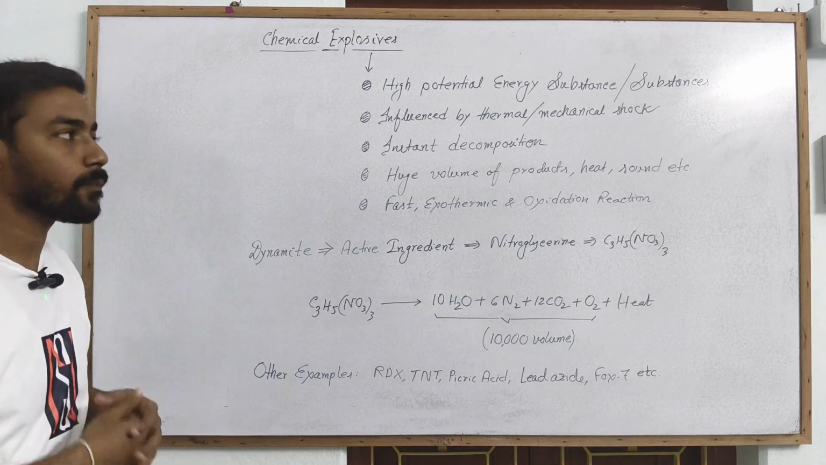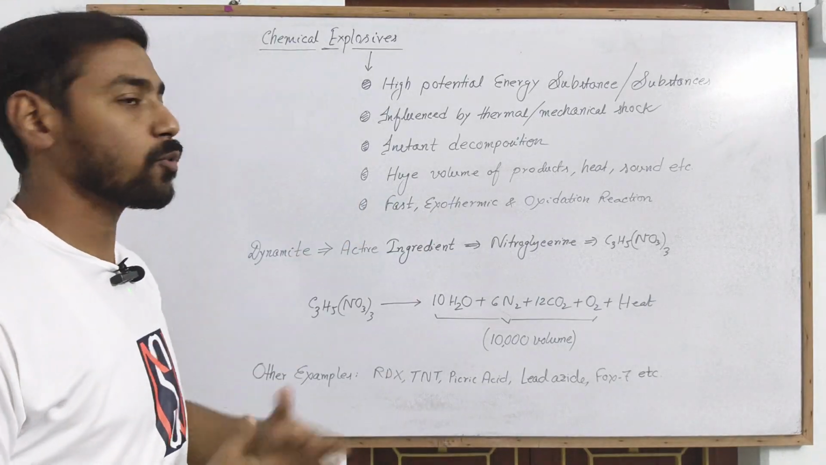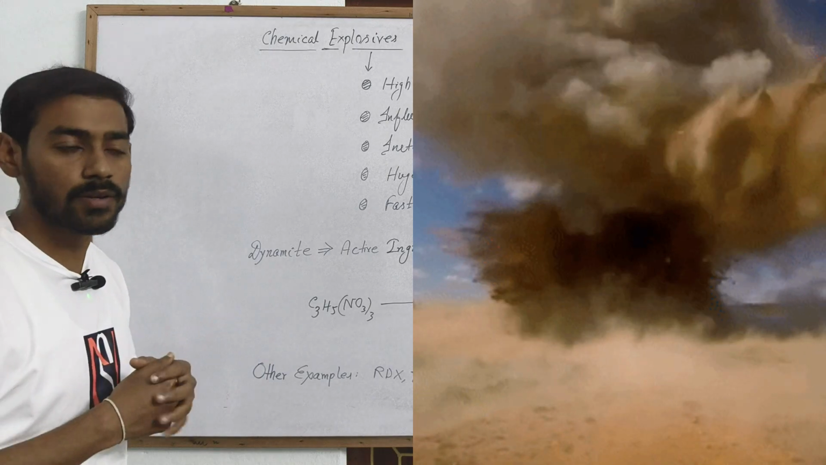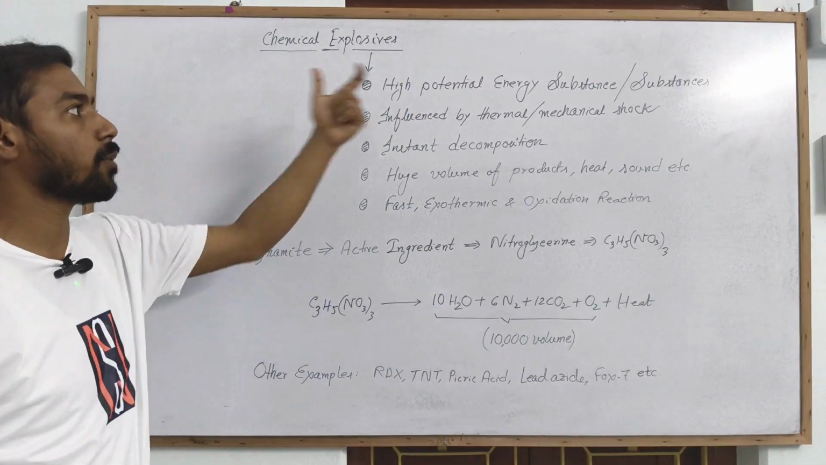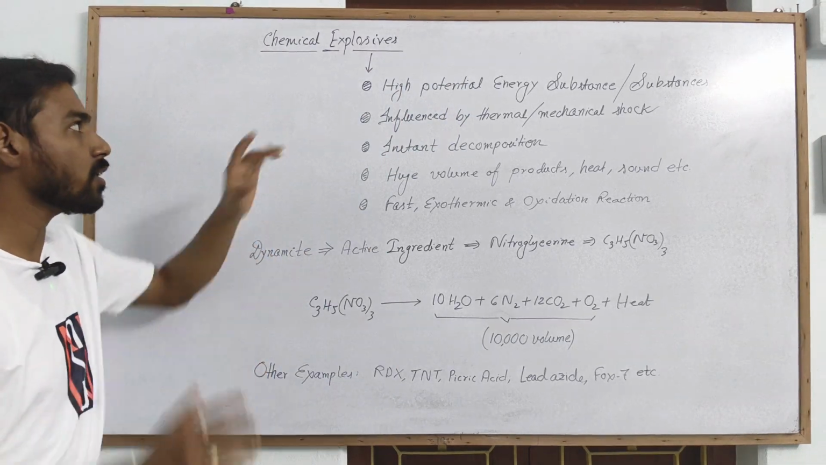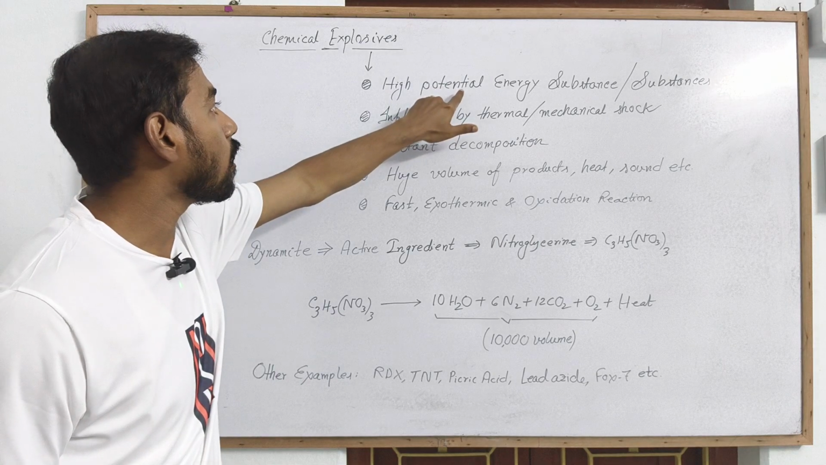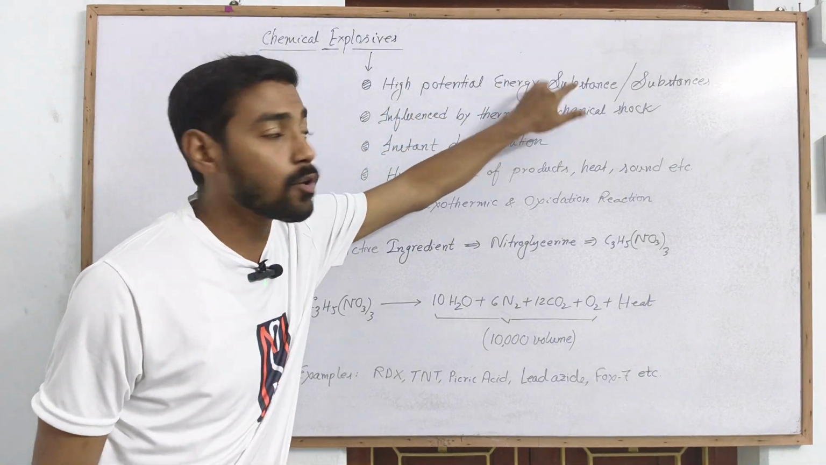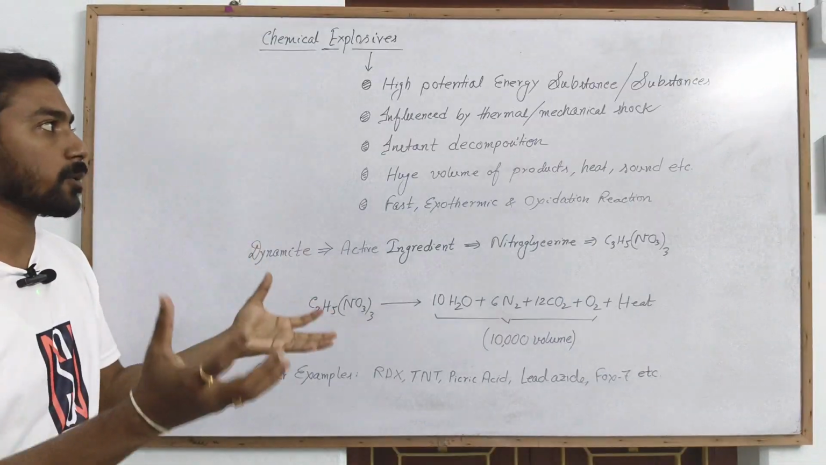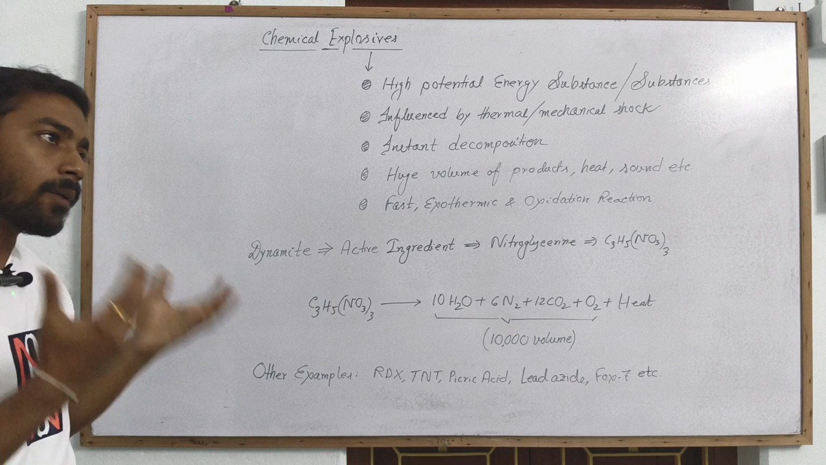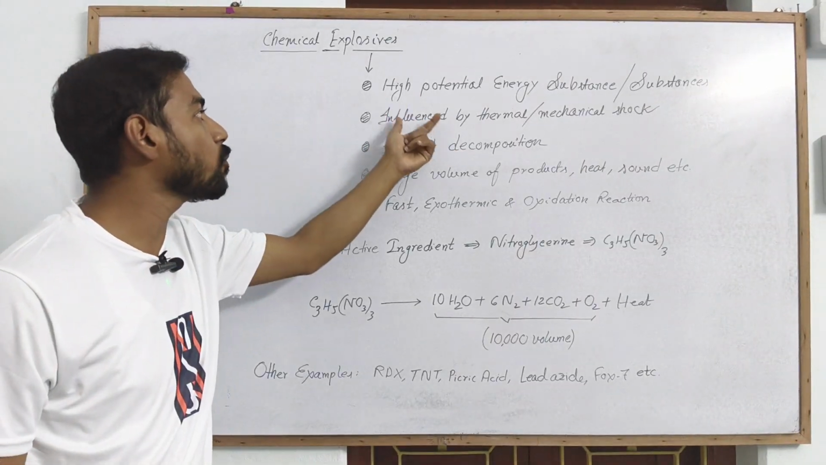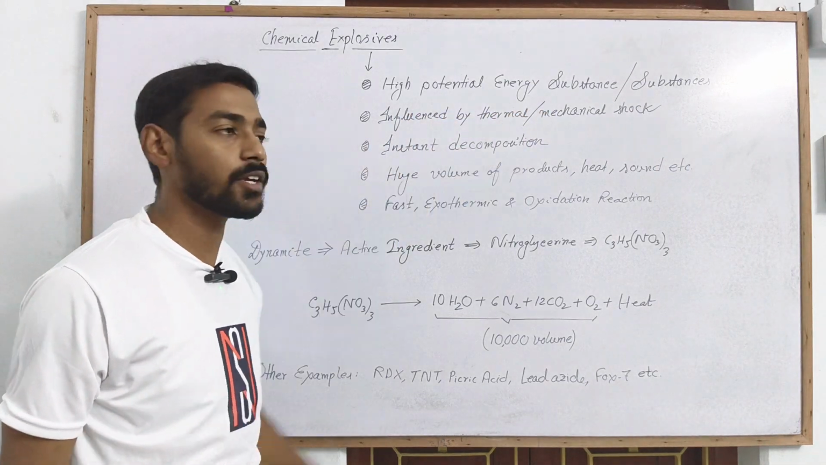Everyone has seen a bomb, right? And when the bomb explodes, what do we get? A huge amount of energy, heat and sound. So basically, an explosive is a very high potential energy substance, or it can be a mixture of substances. We also know that a bomb cannot explode on its own, so it should be influenced by thermal or mechanical shock.